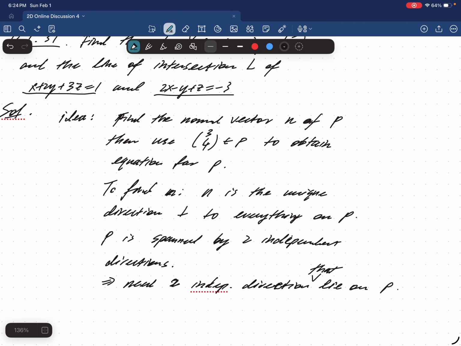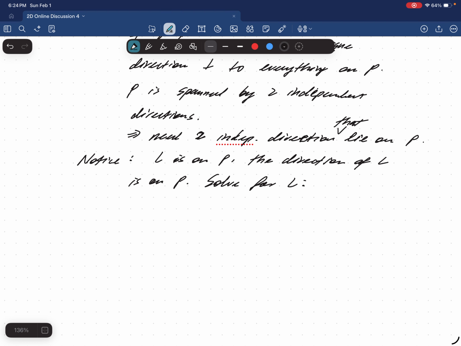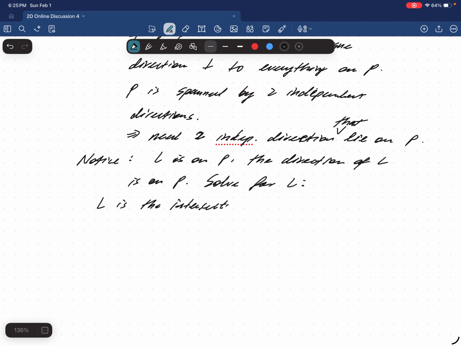So how can I find these two directions? First notice that since L is on P, the direction of L is going to be on P. So let's first solve for L. L is defined as the intersection of my two planes, which is x + 2y + 3z = 1, and the plane 2x - y + z = -3.